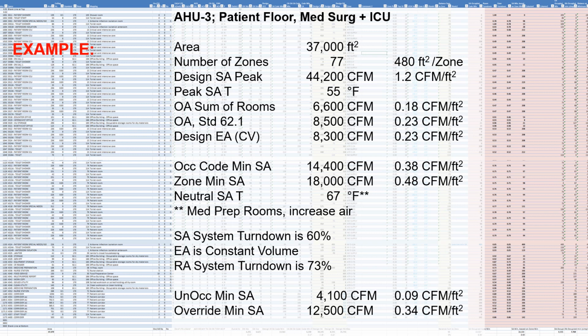So in this case, if you were going to do unoccupied dropouts at the zones, you would probably actually want to set those supply air minimums higher than the code would allow you to do, so that you don't overdrop in the system.